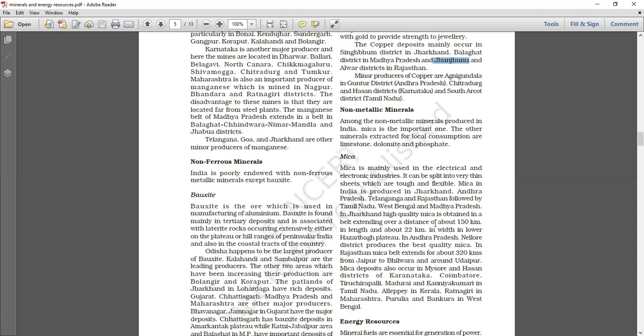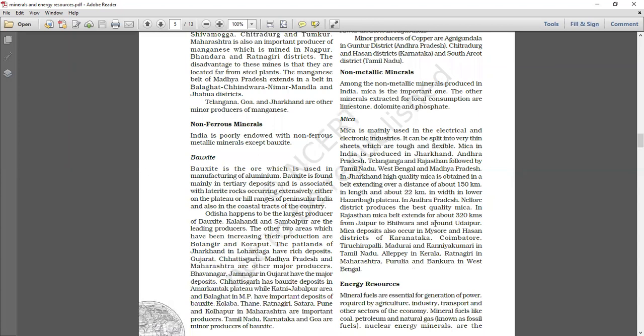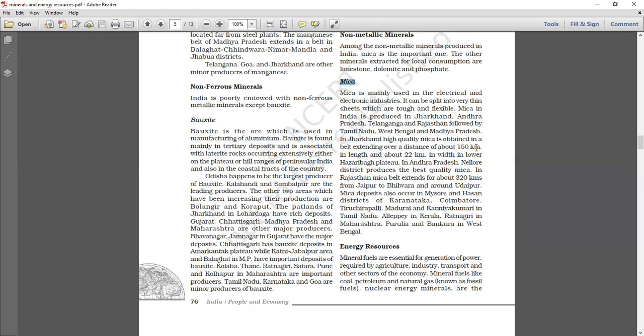Now the next one, that is non-metallic minerals. Non-metallic minerals are those minerals which do not contain iron, which do not contain metal. Metal नहीं होता है जिसके अंदर. Those are non-metallic minerals, and mica is the most important non-metallic mineral. Other non-metallic minerals which are found in India are limestone, dolomite, and phosphate. तो ये सारे जो है मिलते हैं, लेकिन ये सारे के सारे लेस क्वांटिटीज के अंदर मिलते हैं. इनकी क्वांटिटीज बहुत ज्यादा नहीं है और लोकल कंजप्शंस के लिए ही है.